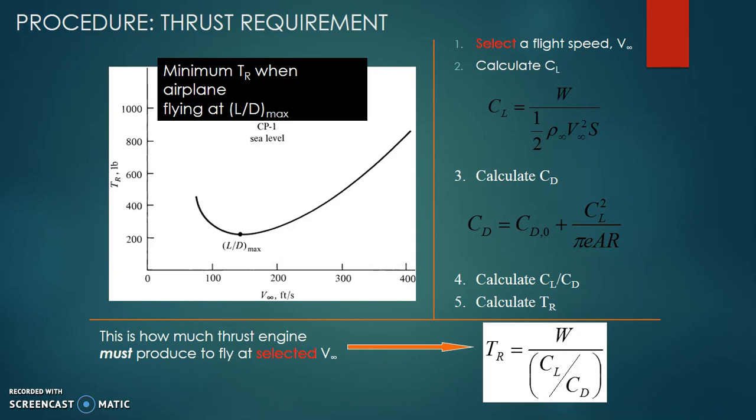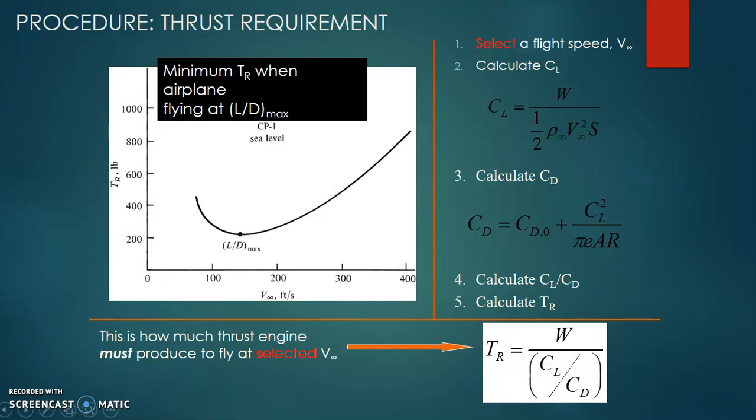So select a flight speed V infinity. What is CL? It is the coefficient of lift, which is weight upon half rho V square S. S is the wetted surface area. It is not just the area of a wing. We know from our aerodynamics. You again calculate CD, which is the parabolic drag equation. You calculate CL by CD and hence the thrust required. If you optimize, the thrust required at any velocity is W upon CL by CD.